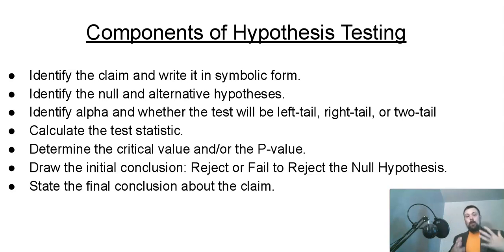So let's review those components of hypothesis testing. First, we will identify the claim and write it mathematically, in symbolic form. Identify the null and the alternative hypothesis from the claim. Identify alpha and whether the test will be a left tail, right tail, or two-tail test. Calculate the test statistic. Determine the critical value and/or the p-value. Draw the initial conclusion, which is to either reject or fail to reject the null hypothesis. And then state the final conclusion about the claim.